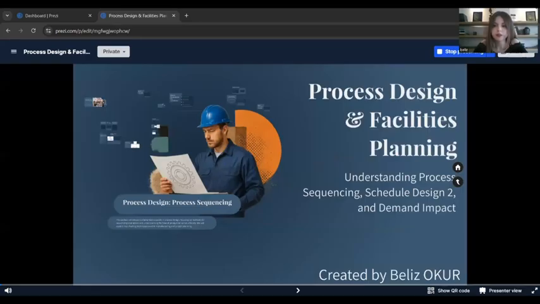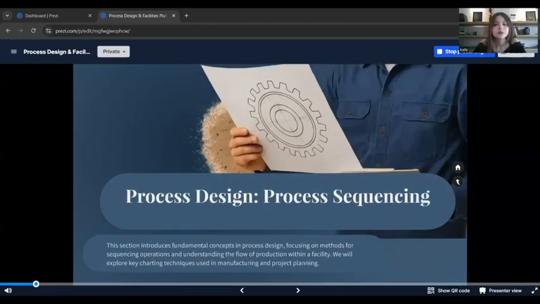Welcome back. In this video, we are continuing with process sequencing, schedule design, and demand impact. I'm Beliz, and let's start. We will introduce methods for sequencing operations and understanding production flow.